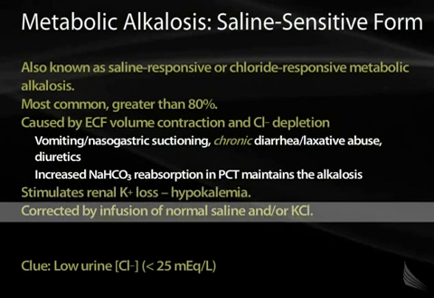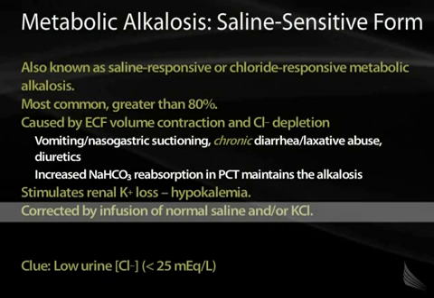Saline-sensitive forms are corrected by the infusion of normal saline as well as potassium chloride. Important to remember, while volume expansion is necessary to treat saline-sensitive metabolic alkaloses, it is very difficult to correct them completely without correction of the hypokalemia, as the hypokalemia, as we stated before, will increase ammoniogenesis and increase net acid excretion. If the hypokalemia is not corrected, this will perpetuate the metabolic alkalosis.